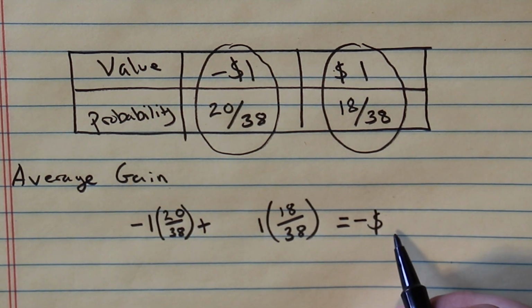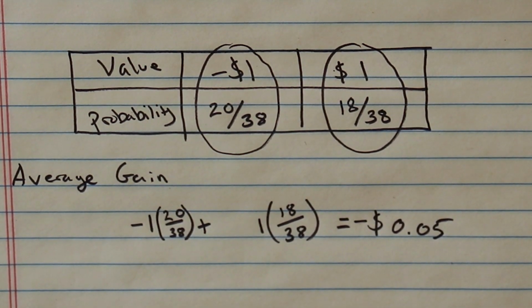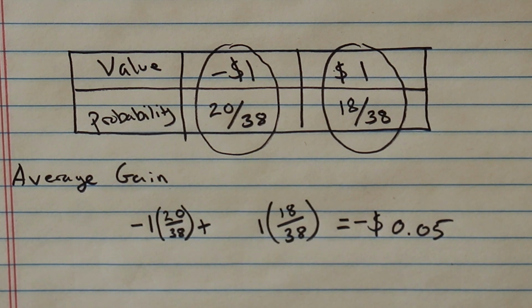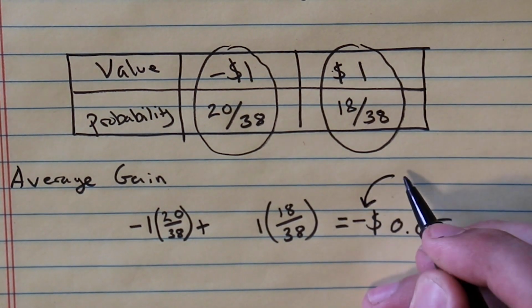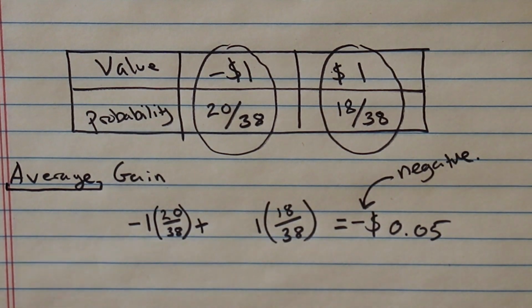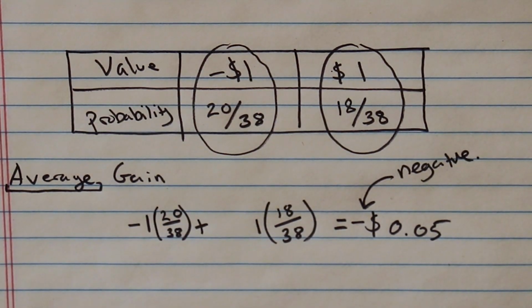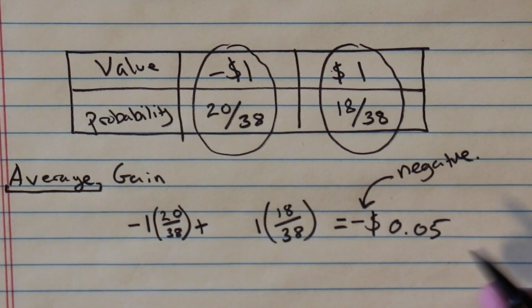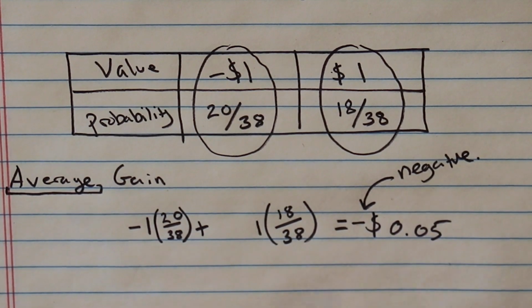We get -5 cents. This is the average gain of this particular game. Roulette has an average gain per a $1 bet of -5 cents. The big thing here is to notice that it's negative. Please remember that averages are what happens in the long run. This is the average gain. So in the long run, after many, many, many plays of this game, the player should expect to win -5 cents for every $1 bet. And this is the expected value.